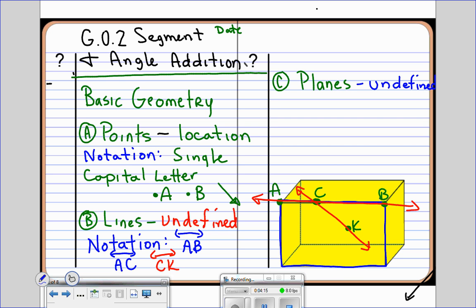Okay, a plane is undefined as well. We have an idea what it is. It's basically a flat surface.